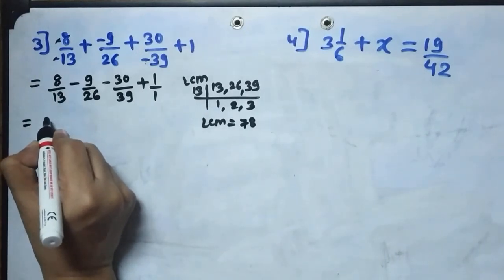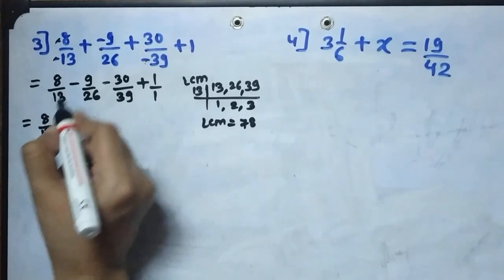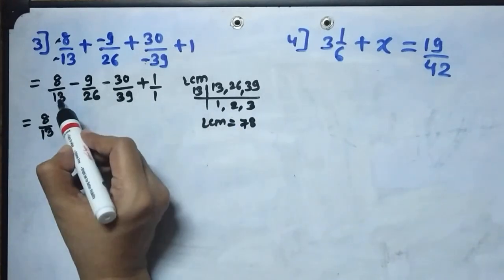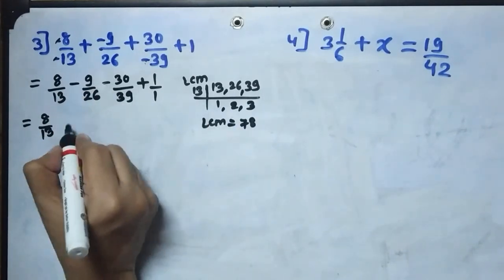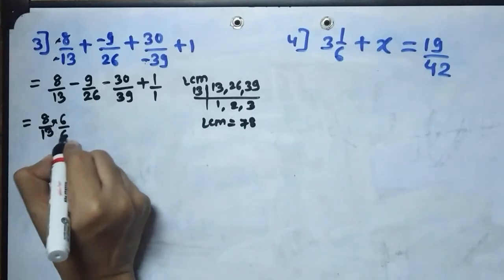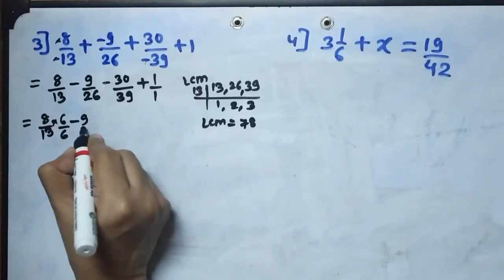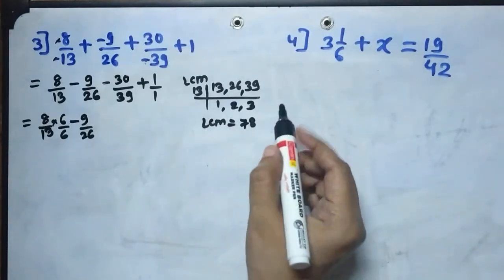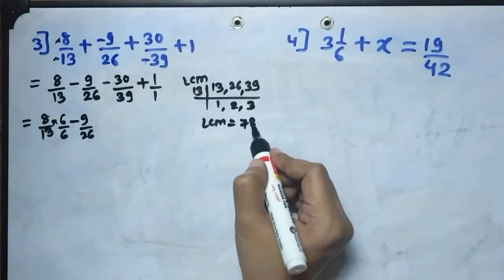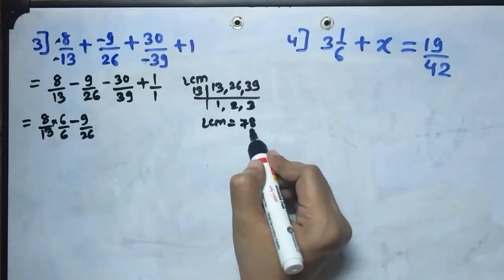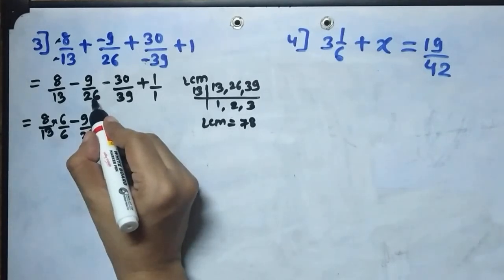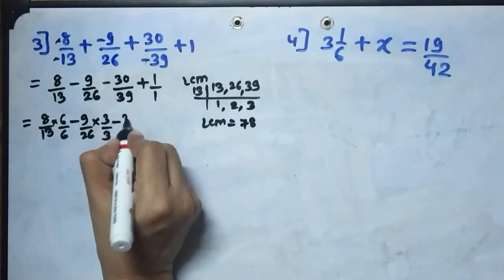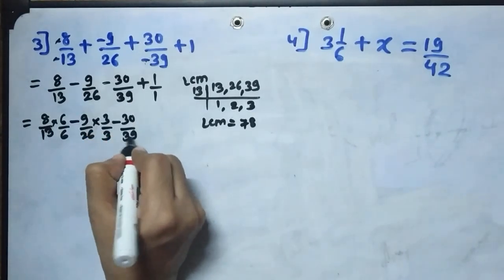So friends, we'll write 8 upon 13. This step you need to do mentally: 78 divided by 13, you will get 6. So you need to multiply by 6 by 6. Minus 9 upon 26 is there. 26 you need to multiply by something to get 78. This step you can do mentally. Just divide 78 by 26, you will get 3. So 3 by 3. Then minus 30 upon 39.